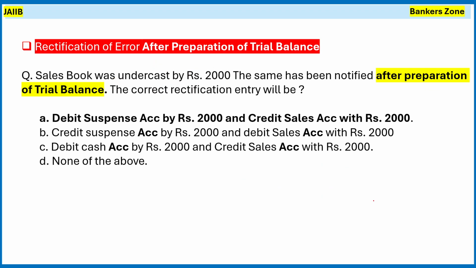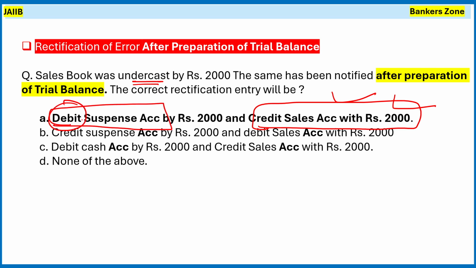Undercast means less. So when your sales is undercast, we have to credit. Simply we will credit the sales account by 2000 because it is undercast. To match it, we have to credit it, right? Undercast means less credited, so we will credit it. And since it is after the trial balance, we use the second account as the suspense account. We will debit it. Very simple, right?